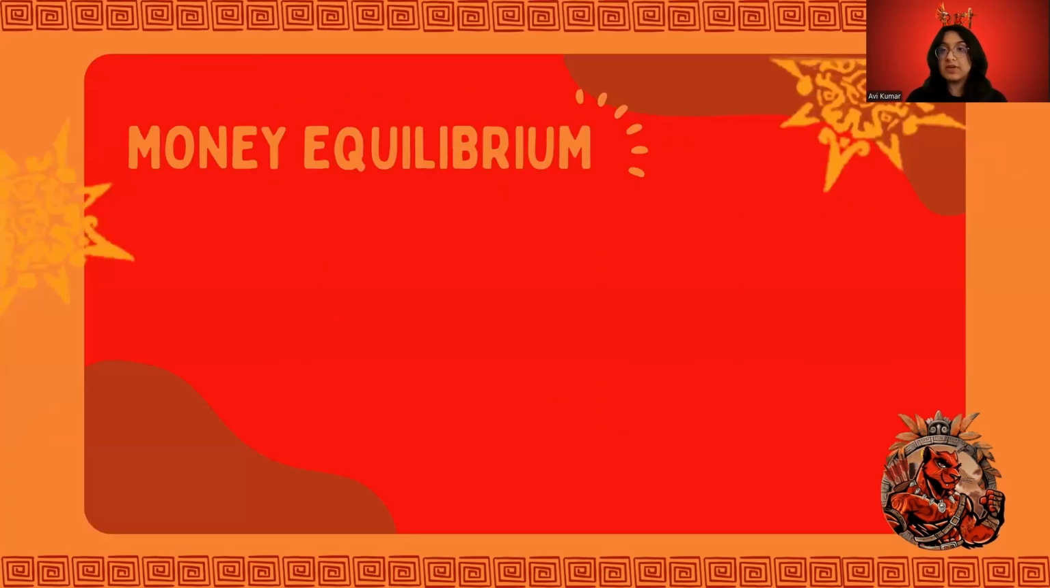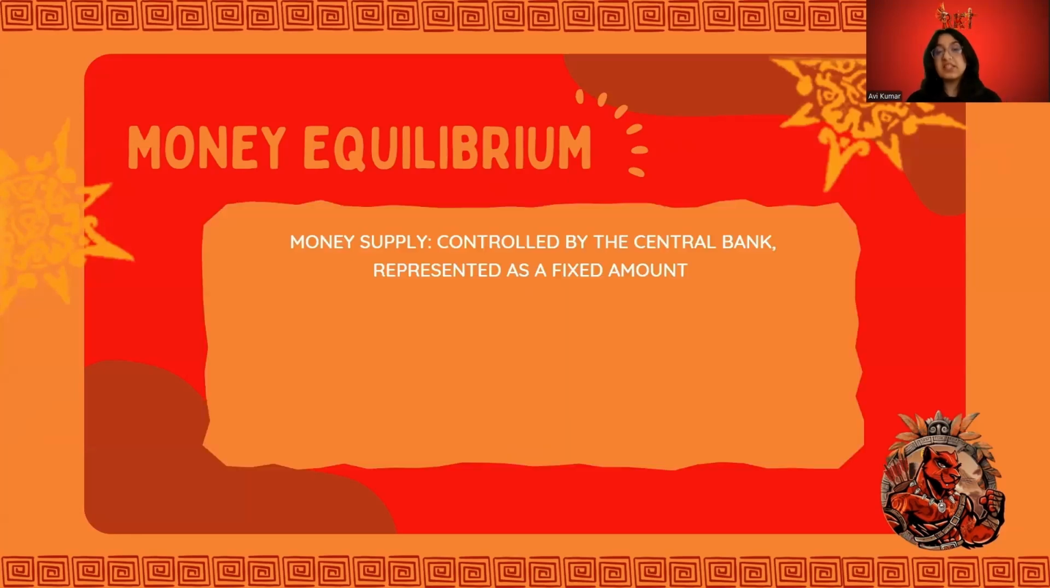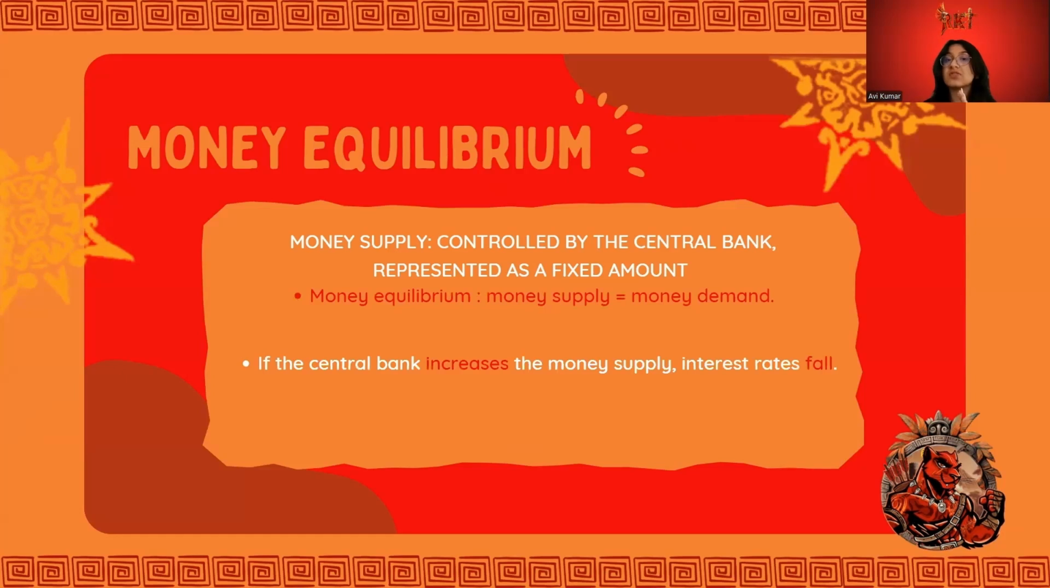Now let's talk about money equilibrium. We've talked about money demand, but we also need to talk about money supply. So money supply is controlled by the central bank and is represented as a fixed amount. So money equilibrium is where money supply equals money demand. Now, if the central bank increases the money supply, this means that there is more money in the economy, which means it's easier to buy bonds. Because of this, the interest rates fall, and vice versa. If the money supply decreases, it's harder to get bonds, which means that the interest rates rise.